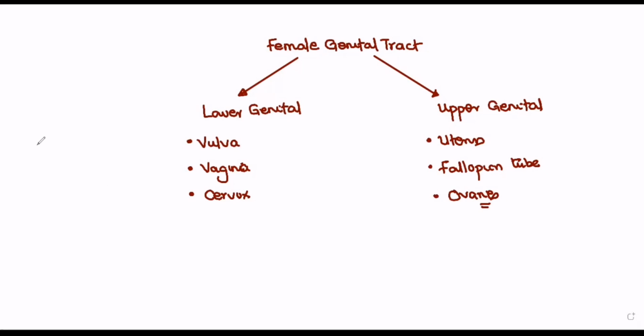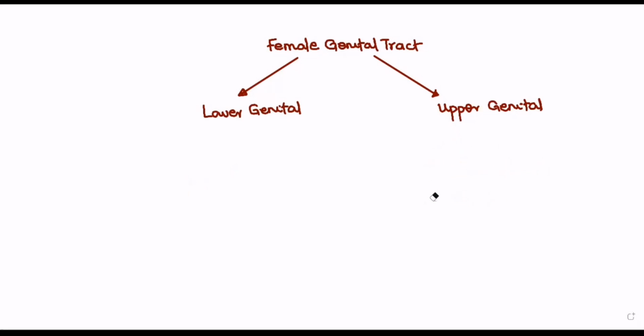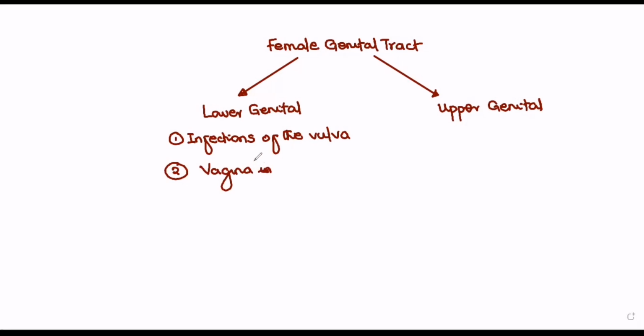Yes, sir. So when we say lower genital tract infections, what do we mean? It means that we can have what? Infections of the vulva. What else? Infections of the vagina, isn't it? Vaginal infections. And then infections of the cervix. And that's what? Cervicitis, isn't it?